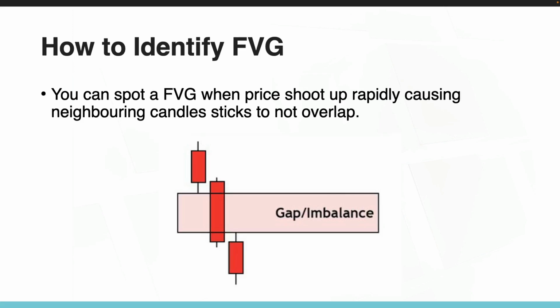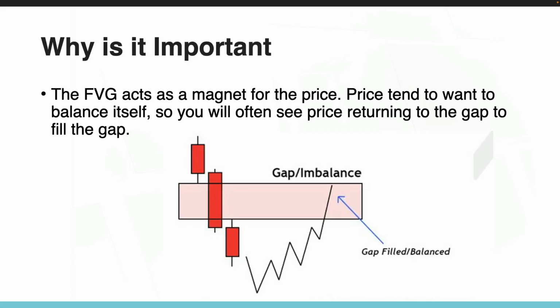Now, how do we actually identify these fair value gaps? You can identify FVGs when price shoots up rapidly, like we mentioned, causing neighboring candlesticks to not overlap. In this diagram over here, you can see that it's a bearish momentum, and there's a lot of volume, and for the candle in the middle, there's a gap or imbalance between the first candle and the second candle. And why it's important is because it can act as a magnet or target for your price.